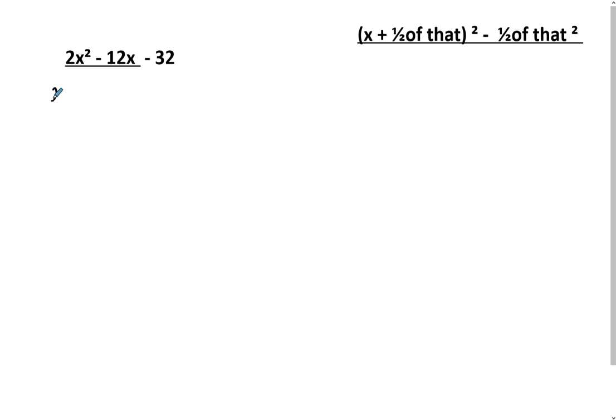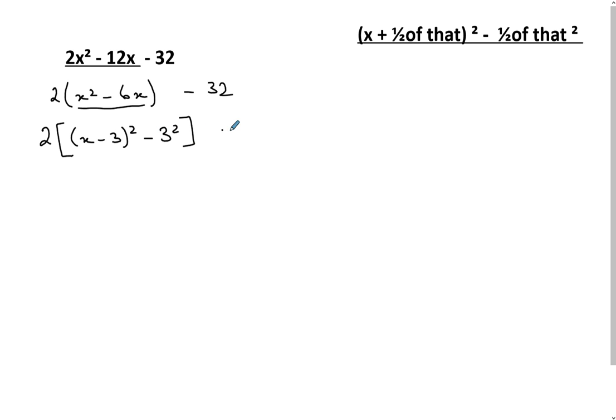and we'll factorize. So we've got 2x squared minus 6x and minus 32. You can tell the x squared minus 6x is ready to complete the square. So we bring in our square brackets and we go x minus half of that all squared minus half of that squared minus 32. Okay, and we'll just copy the first part of the expansion.